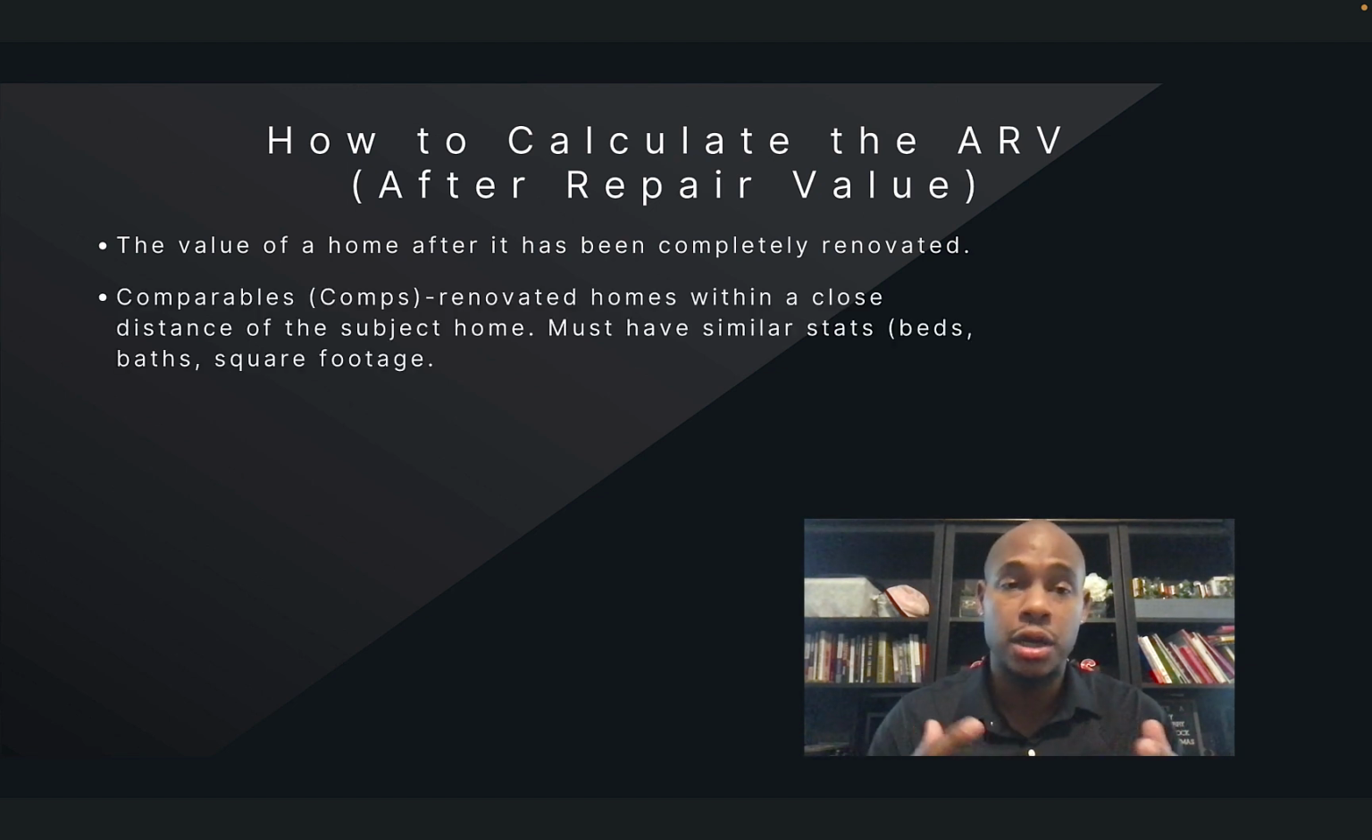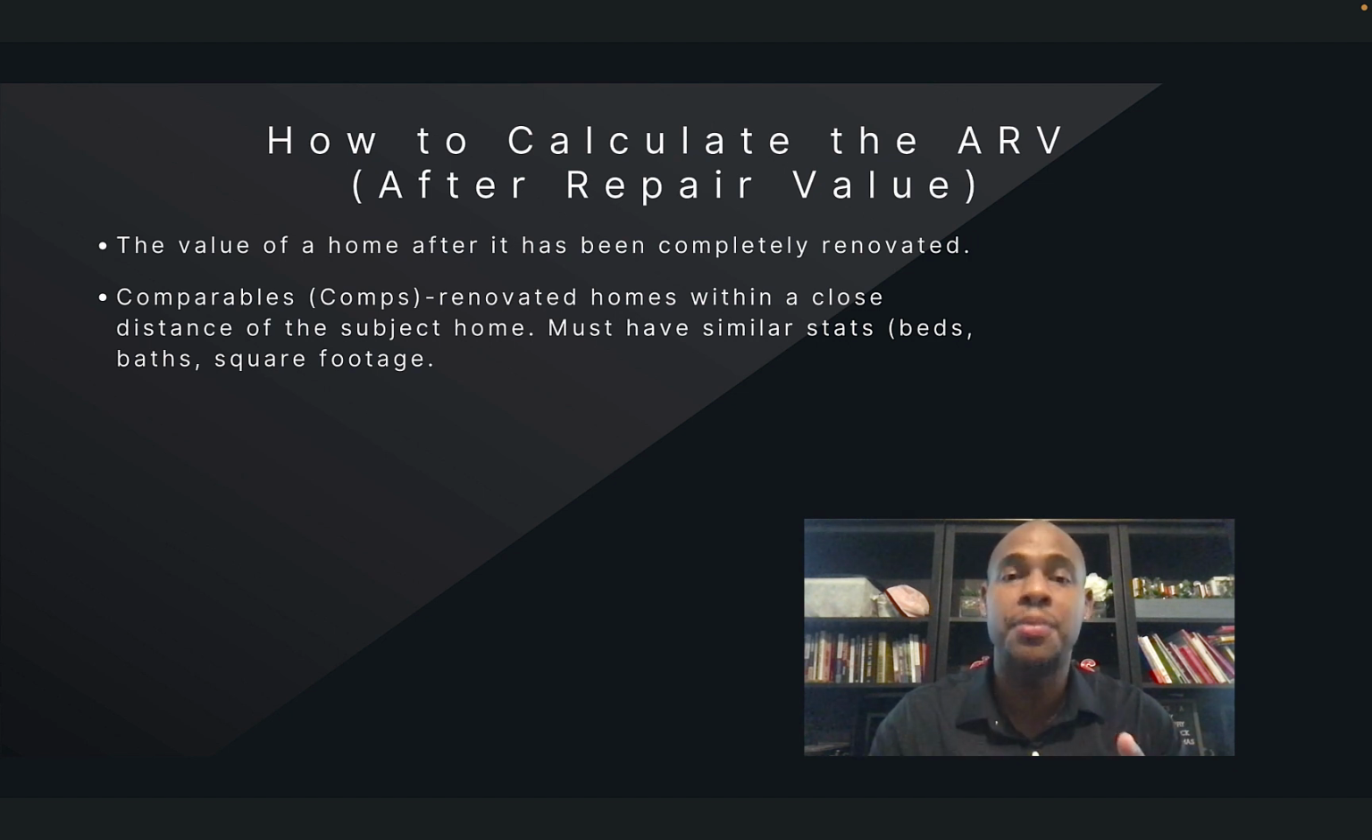We use comparables in the area. We use what's called comps. That's short for comparables. Comps are renovated homes within a close distance of the subject home. That can be half a mile radius. That can be 0.25 miles radius. That can be the subdivision that it's in, same street that it's in. We're going to go over all that in the actual examples that we have following this chapter here. But you want close by homes near the subject home. That's the homes that you're going to use for your comps.